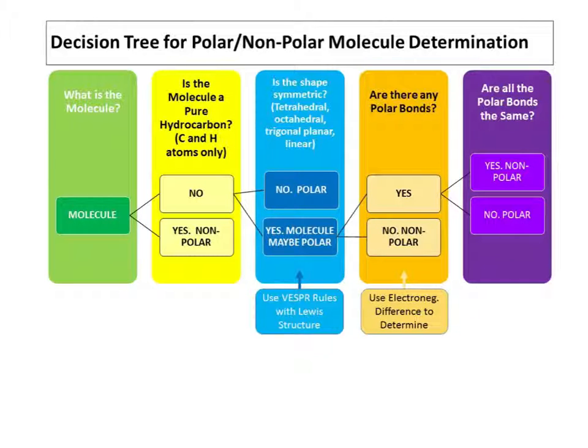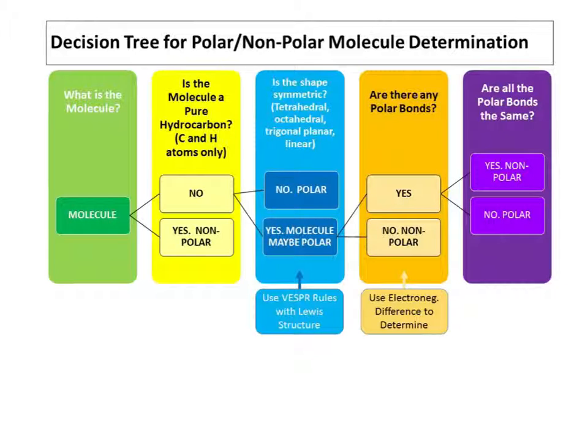If the shape is symmetric, the molecule still may be nonpolar, but we have to do another decision process to make sure we understand whether or not it's polar. Again, you need to use VSEPR rules and Lewis structures to determine the shape and whether or not it's symmetric. The next decision point is: are there polar bonds in the molecule? Typically, if you have an asymmetrical shape, there's going to be some type of polar bonds in the molecule, so the answer pretty much is going to be yes on this one.